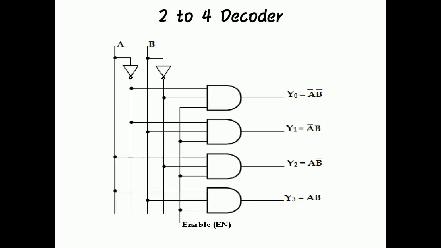So all the outputs are not activated at one time. Y3 will be activated for 1 1 input. We'll see the truth table of this.